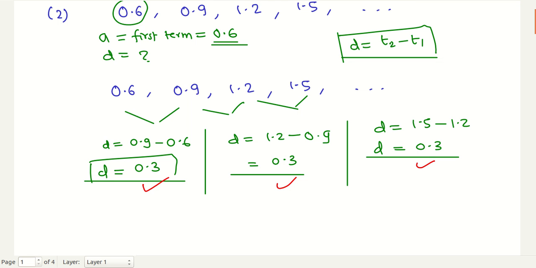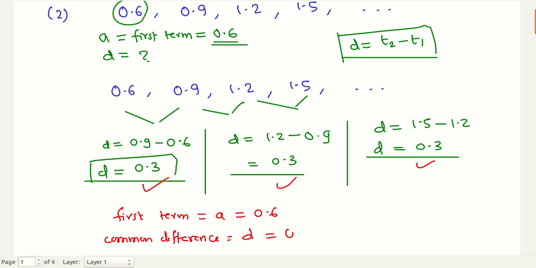So then you will write the answer as first term A is equal to 0.6, and the common difference, what is that? D is equal to 0.3. So in this way you have to find, and that is our answer. Okay, I hope you have understood this. These are very easy problems. A you have to identify from the given series, and just you have to subtract the two terms by using this formula, and you get the value of D.